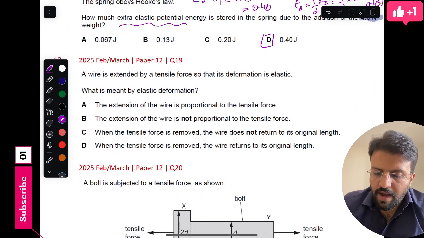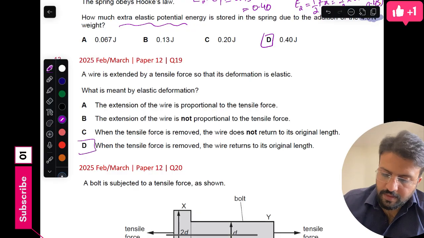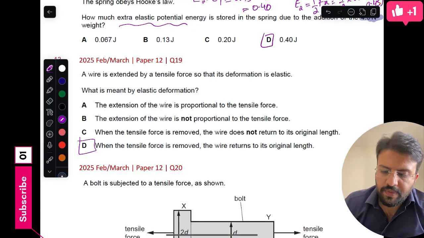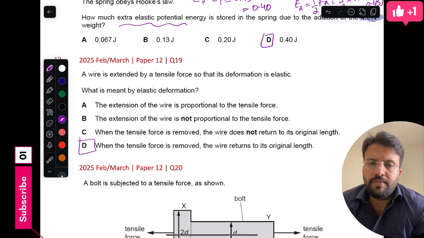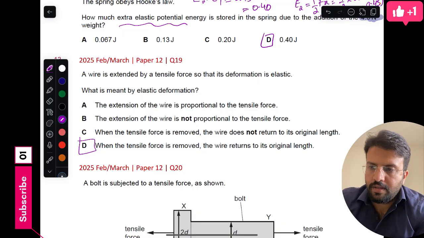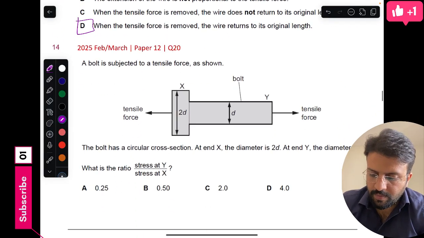In the next question, a wire is extended by a tensile force so that the deformation is elastic. What is meant by elastic deformation? Okay, it's option D. When you remove the force, the wire will go back to its original length. That is called elastic deformation.